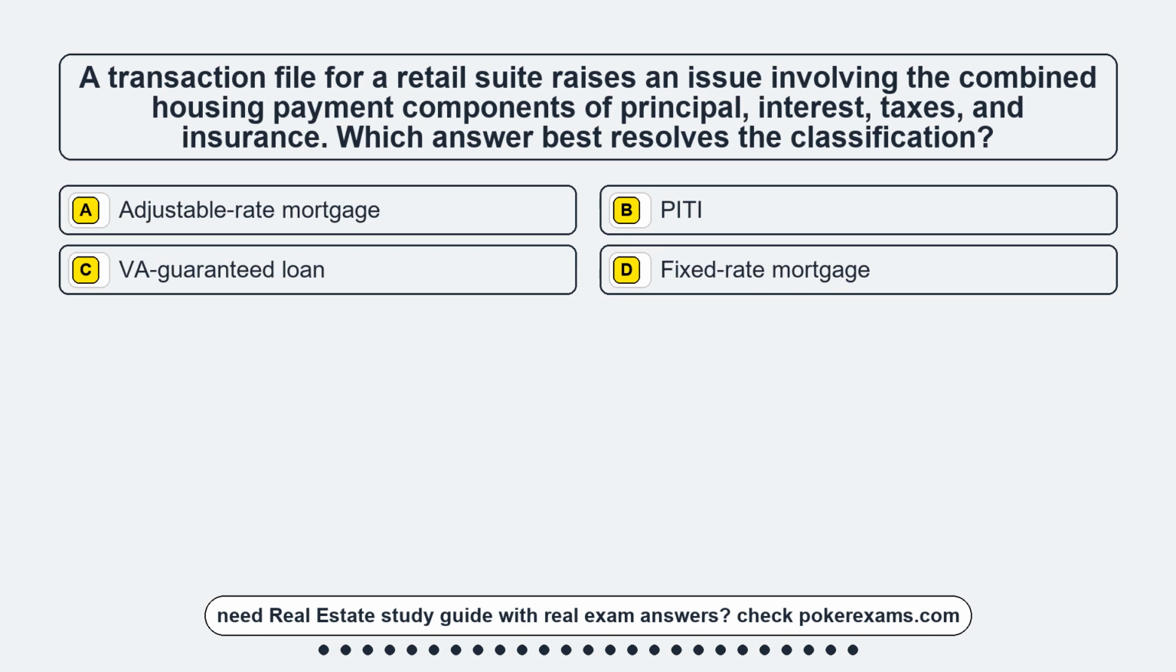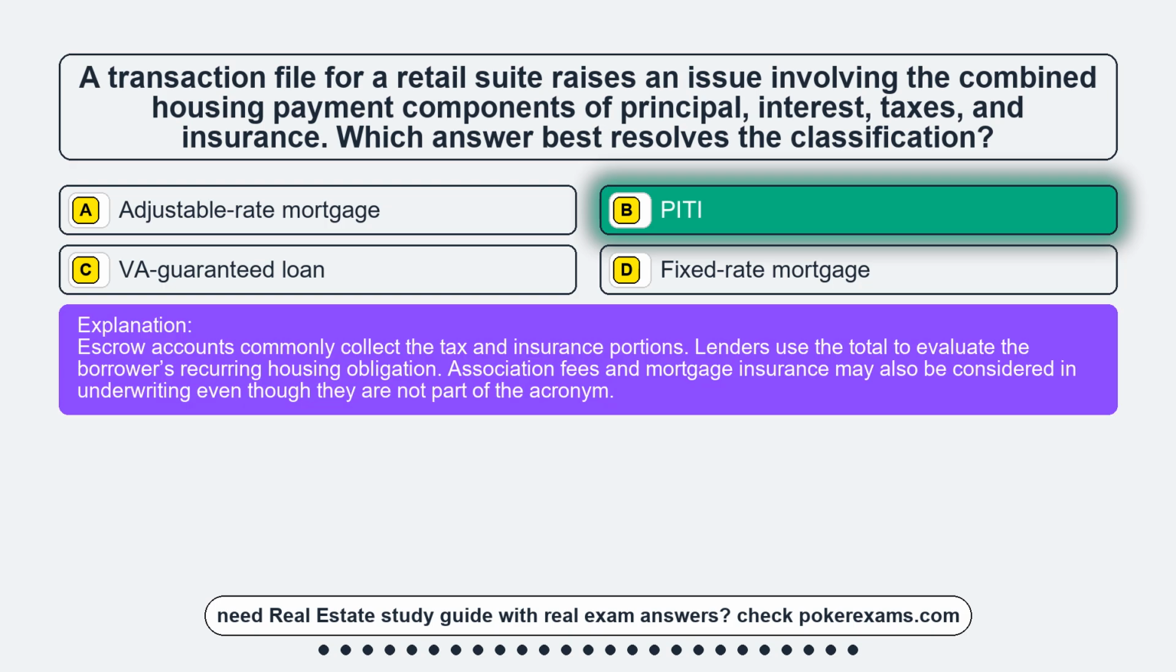Question 14. A transaction file for a retail suite raises an issue involving the combined housing payment components of principal, interest, taxes, and insurance. Which answer best resolves the classification? Option A, adjustable-rate mortgage. Option B, PITI. Option C, VA-guaranteed loan. Option D, fixed-rate mortgage. The correct answer is option B, PITI.